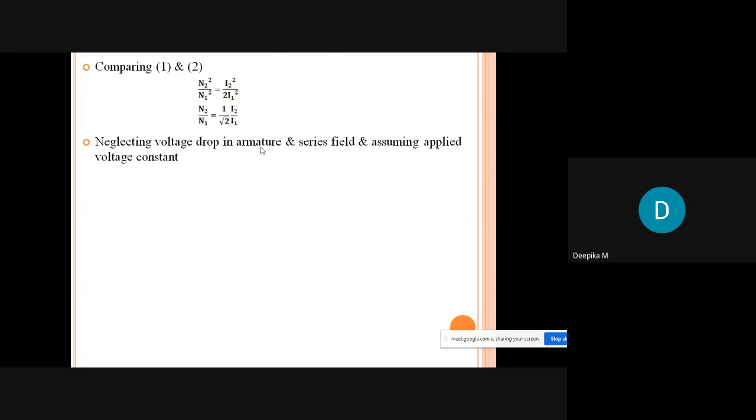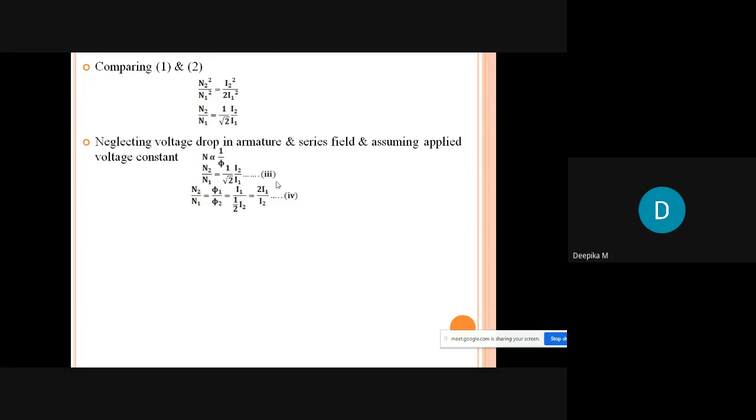Then, neglecting the voltage drop in the armature and the series field and assuming the applied voltage is constant, we can write N is proportional to 1 by phi, because we know that N is proportional to V minus IaRa by phi. The IaRa drop is very small with respect to voltage, so we have neglected that term. Here we are assuming that applied voltage is constant, hence speed is inversely proportional to flux. Again, flux is proportional to the current, hence we can write N2 by N1 equal to 1 by root 2 into I2 by I1. Let this be equation 3.